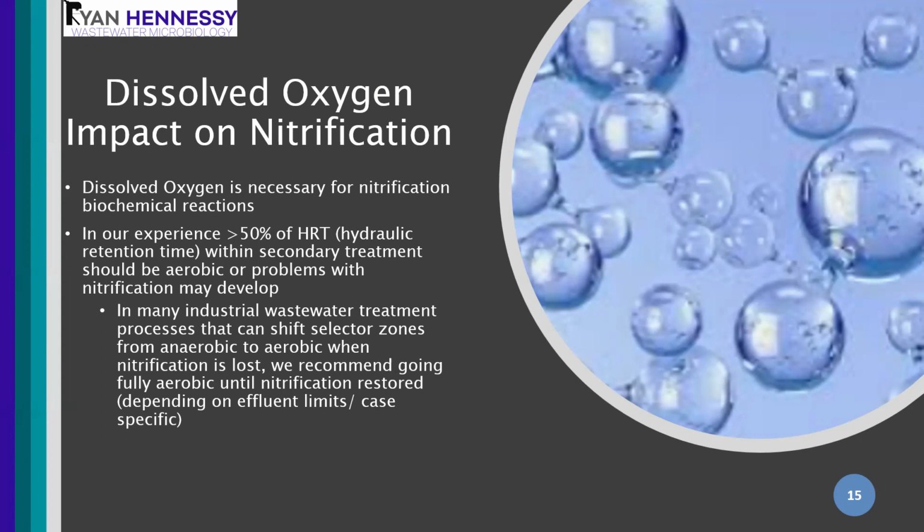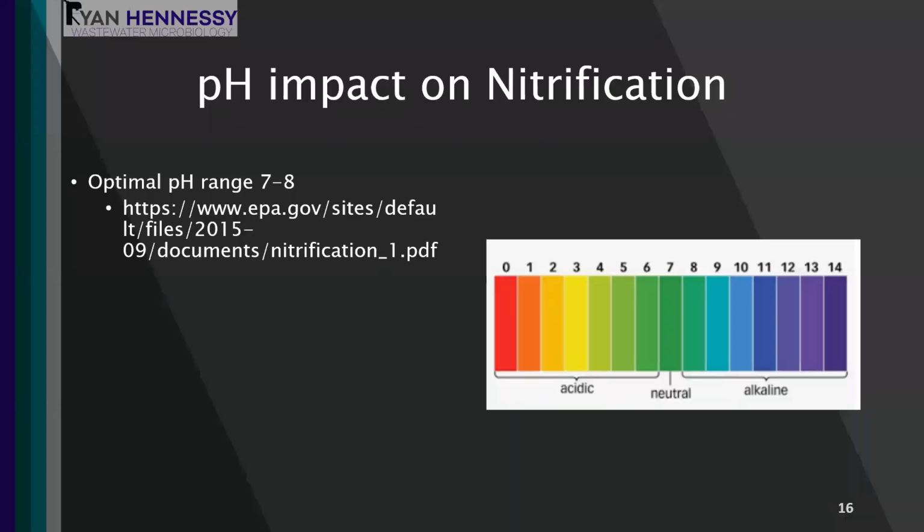In many industrial wastewater treatment processes that can shift selector zones from anaerobic to aerobic, if the ammonia spikes in the effluent because they lose nitrification, a lot of times what we recommend, if you're not nitrifying, is to take the selector, aerate it as much as possible, get the nitrifiers to come back first, and then once you start to produce nitrate, then we focus on denitrification.